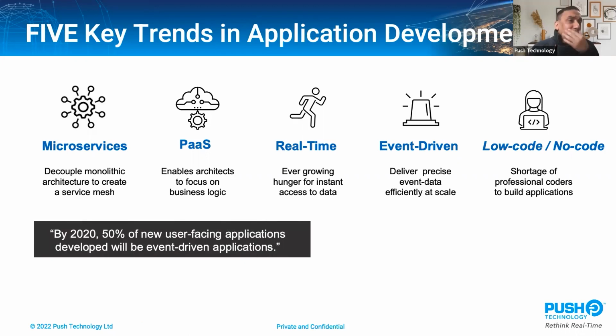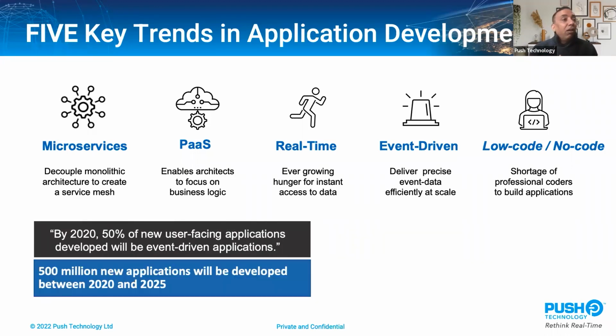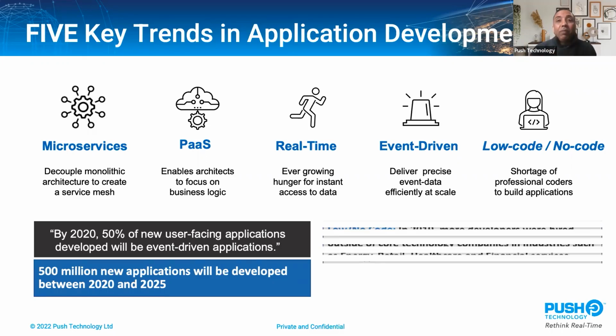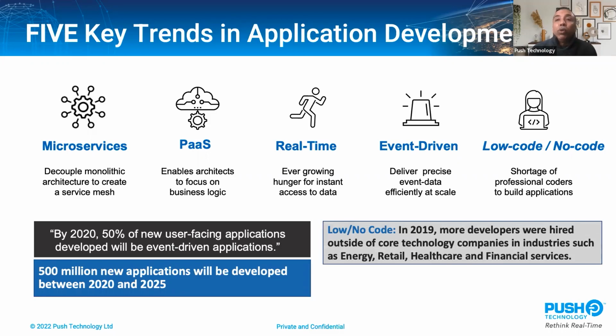So Gartner has already said in one of its reports that in 2020, more than 50% of the user-facing applications were event-driven. Along with that, they estimate over 500 million new applications will be developed in the 5 years between 2020 and 2025. So it's a massive number of applications being developed, which comes with the need for low code. In 2019, according to a Microsoft study, non-core technology companies hired more developers. I think the trend is growing.